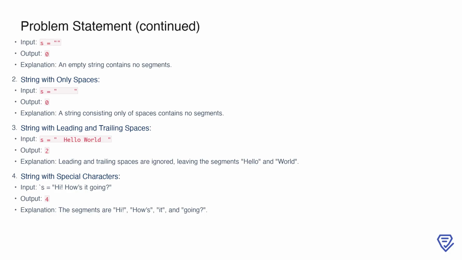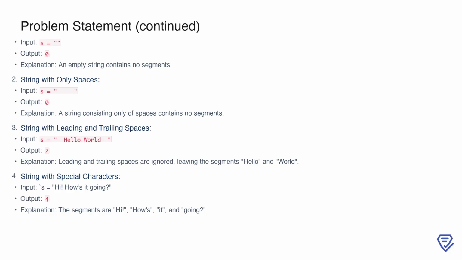If the input string is empty, such as S equals an empty string, the output is 0 because there are no characters in the string, and therefore no segments. Similarly, if the string consists only of spaces, the output is also 0 since there are no non-space characters. Another edge case involves strings with both leading and trailing spaces, like S equals " Hello World. " Here, the output is 2 because the spaces are ignored, leaving the segments "Hello" and "World."